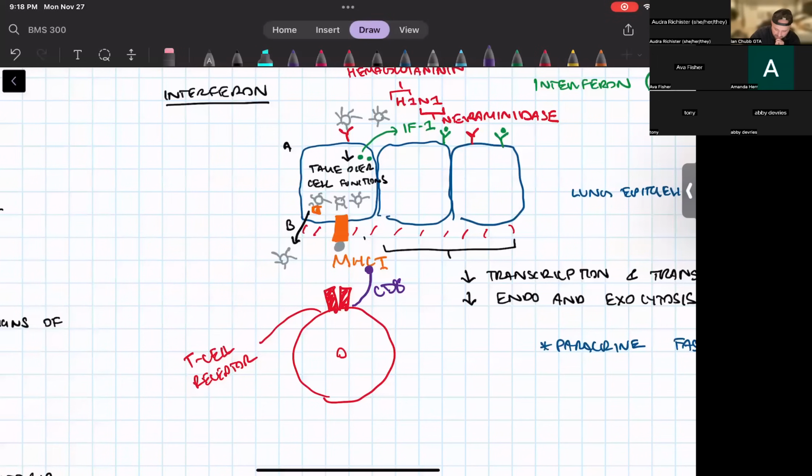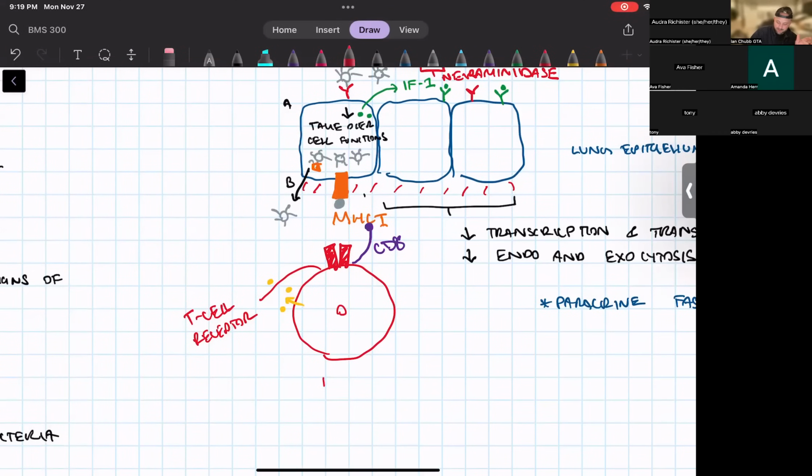And then this is going to cause, so once this actually interacts, we will have the release of... so what will happen is the T killer will realize, okay, this cell's infected. We need to kill it right away before it kills off any other cells or that infection can spread. I meant to label this T killer. So we're going to release what we call perforin.